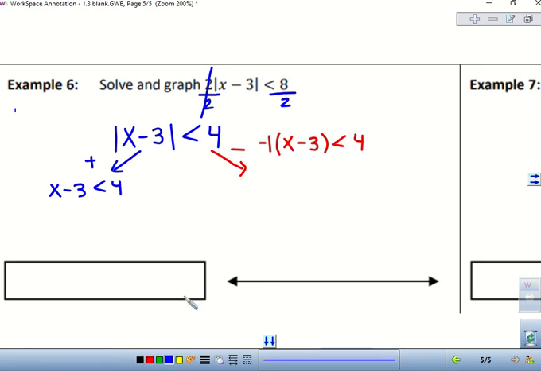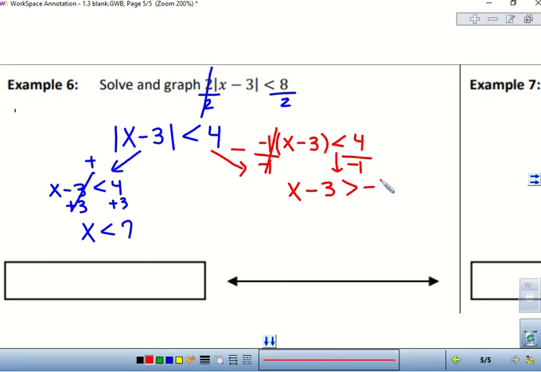Now I'm going to proceed with actually solving each of these. So I'm going to add 3 to both sides on this one, which is going to give me x is less than what? 7. Very good. Now over here you have 2 choices in how you want to solve. You can distribute the negative, or you can divide by the negative 1 to get rid of it in the beginning. That's going to become x minus 3, and what's going to happen to my inequality sign? It's going to flip, because I divided by a negative.